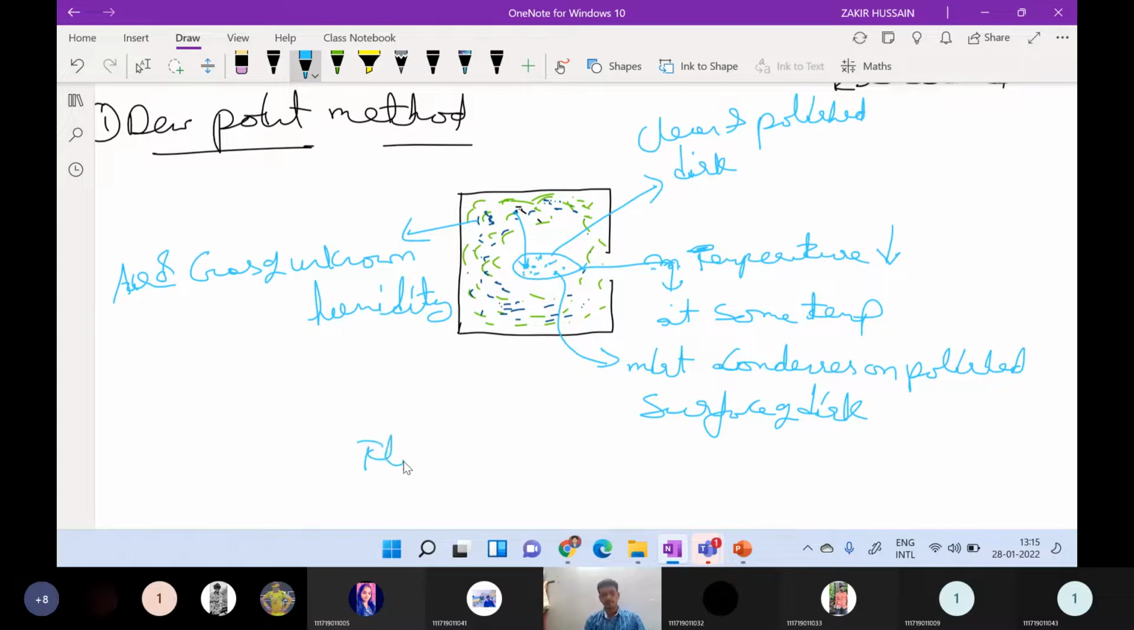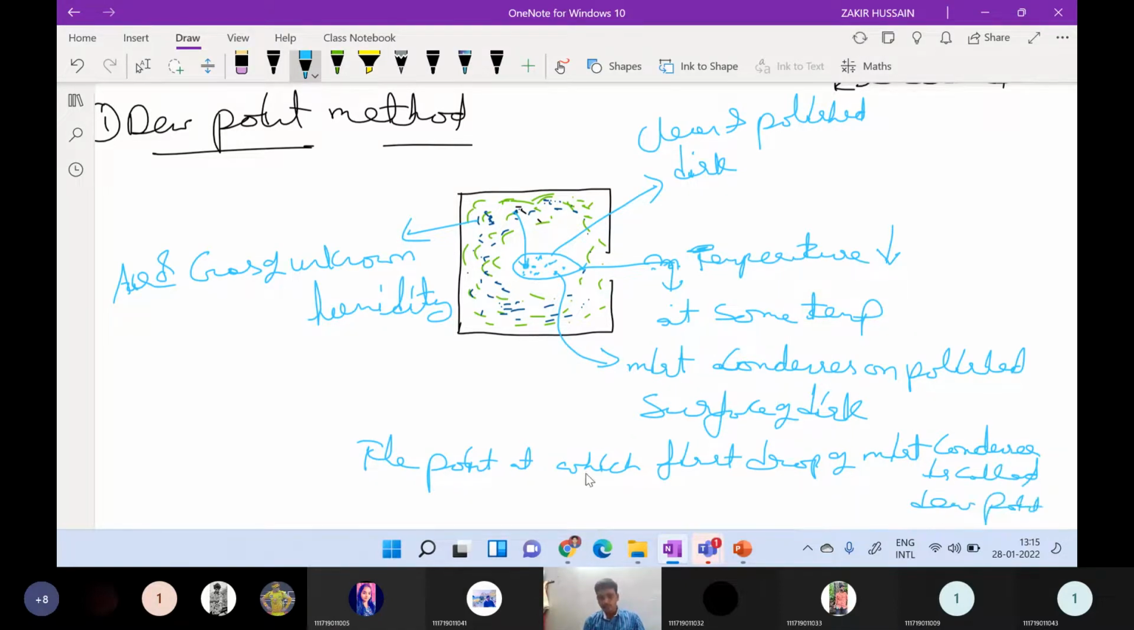The point at which the first drop of mist condenses is called the dew point.